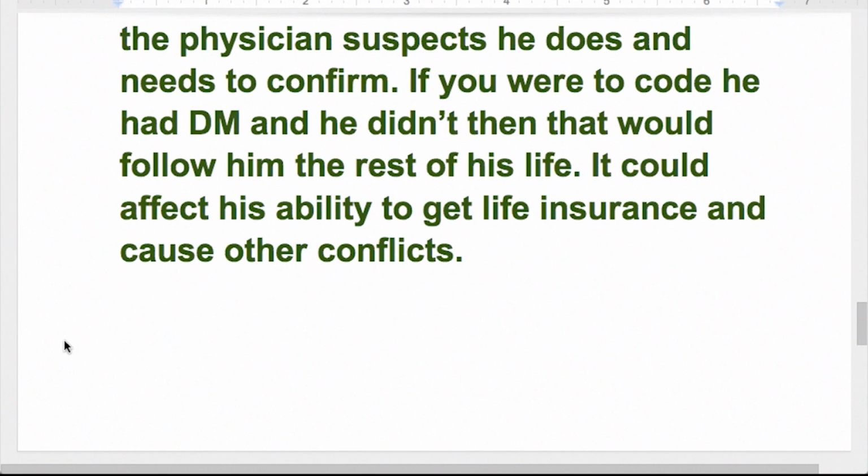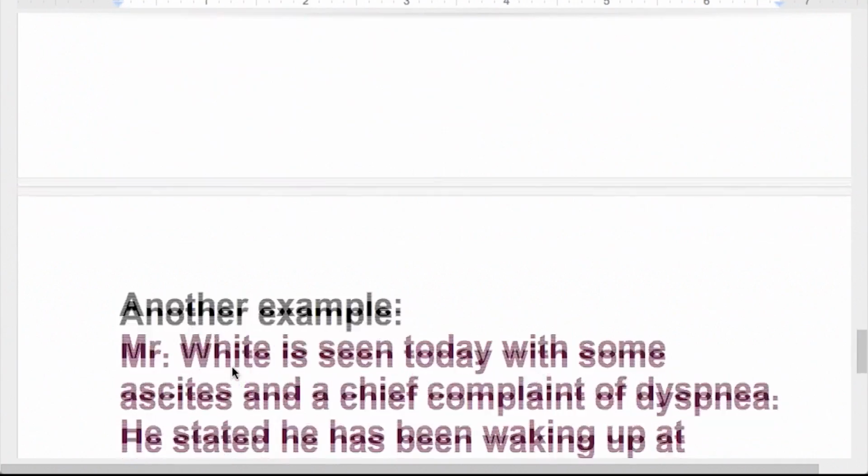If you gave this gentleman diabetes the way you coded, it's going to follow him for the rest of his life. And he could have problems in the future, maybe even getting jobs or life insurance policies, because they do look at your medical information to determine stuff like that. So you have to be very, very careful. He might just have a bad cold and be real thirsty.